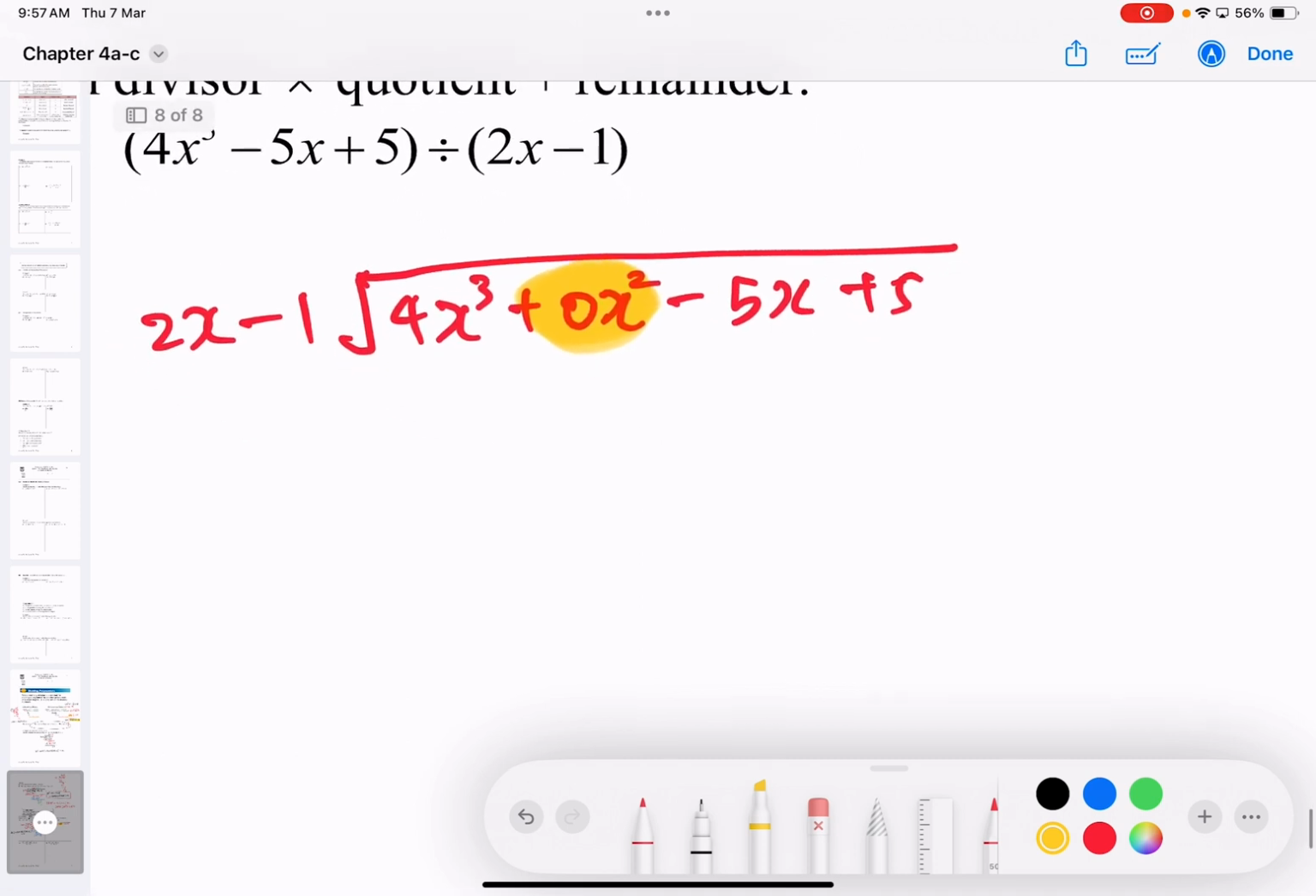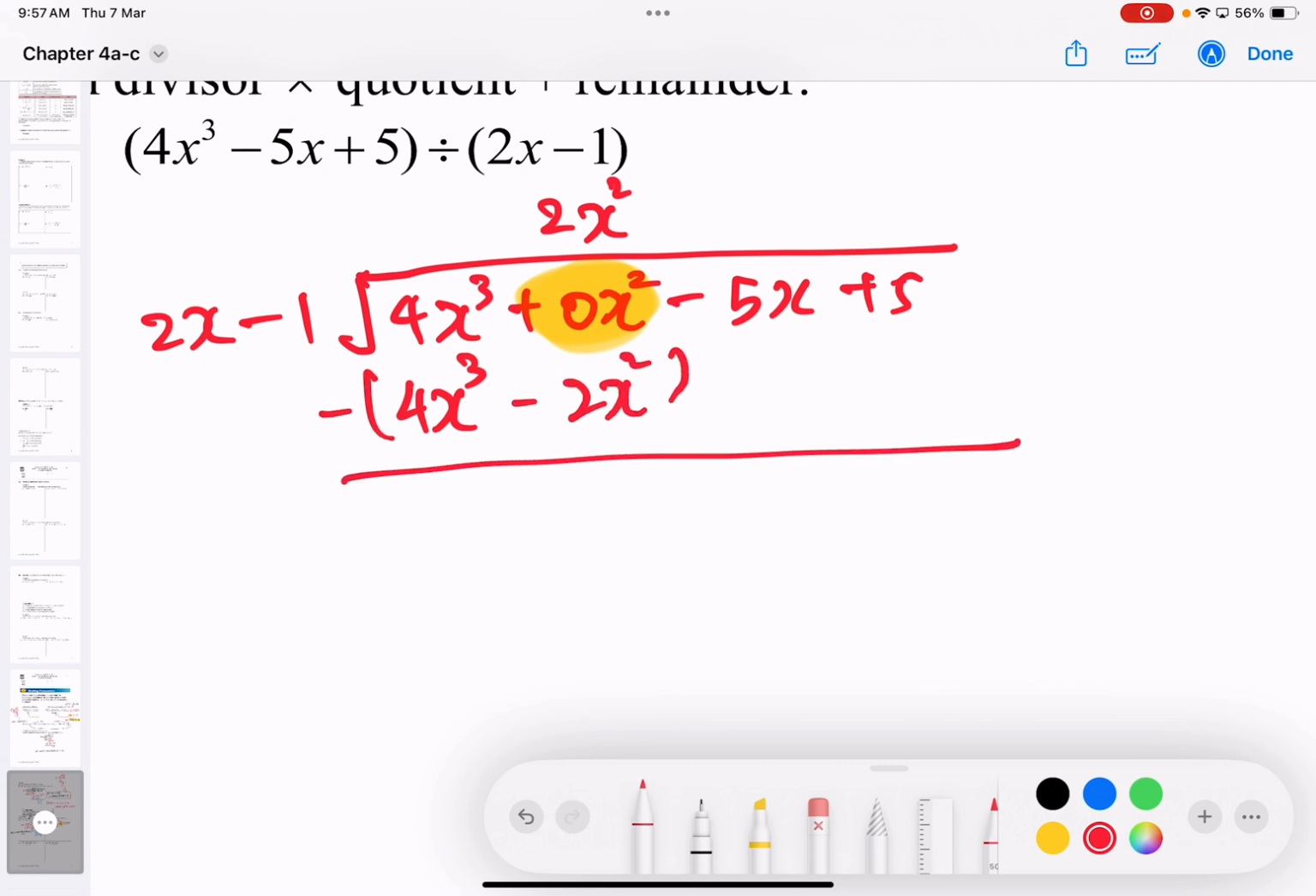First thing first, I'm going to divide. I look at the first term, 2, so I know that I have to make it 4x. So I have to multiply by 2x squared. That's my very first step. If I multiply by 2x squared, I get 4x cubed. 2x squared multiplied by -1 gives me -2x squared. I put the minus over here, so of course the first term will disappear. 0 minus -2x gives me positive 2x. I bring the rest down.